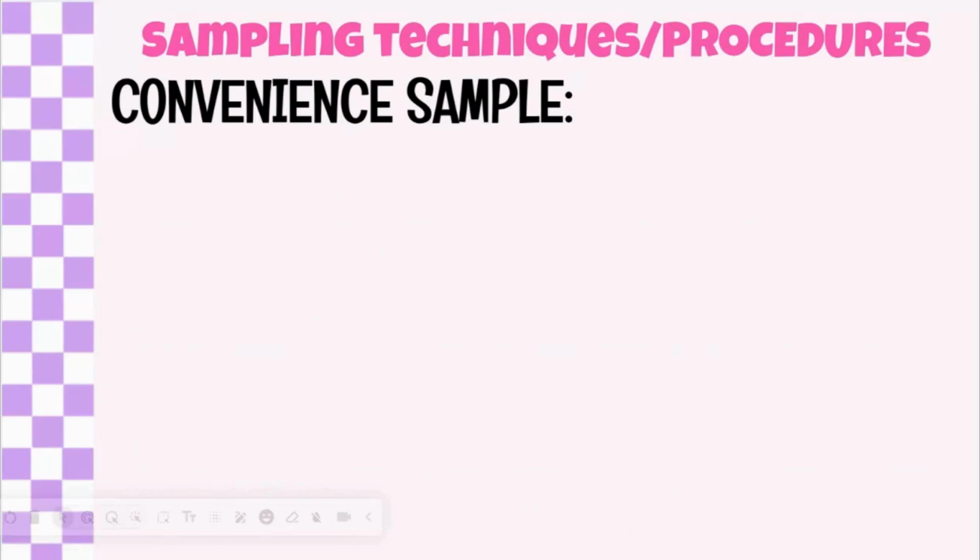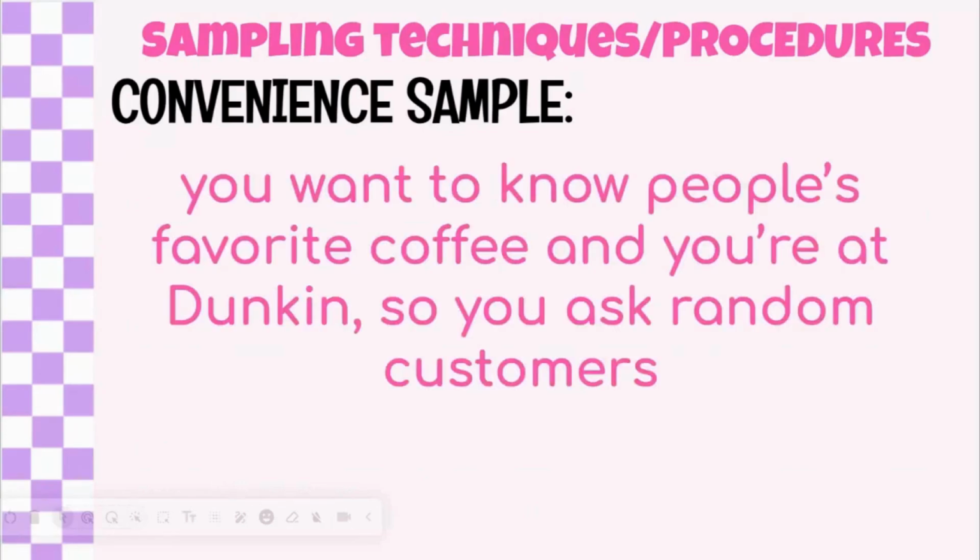Now, if you were doing a survey and you wanted to figure out the best way to conduct this survey, there's a few options that you're going to have. You're going to have actually 6 options that we talk about in this video. The first one is a convenience sample, and that is literally just convenience. So let's say you wanted to know people's favorite coffee and you're at Dunkin'. You're just going to ask random customers. It's convenient. You're already there.